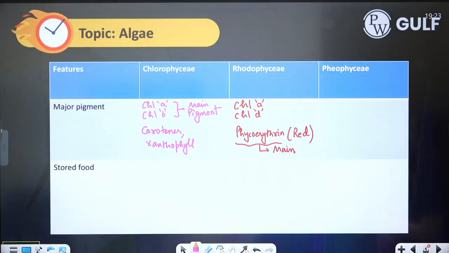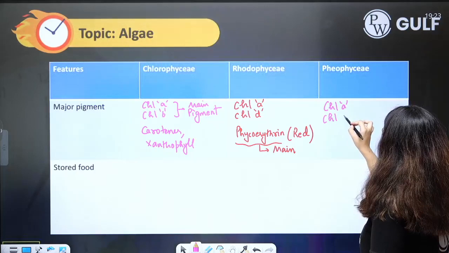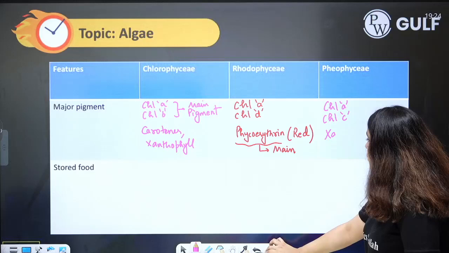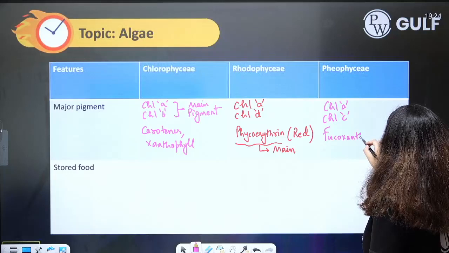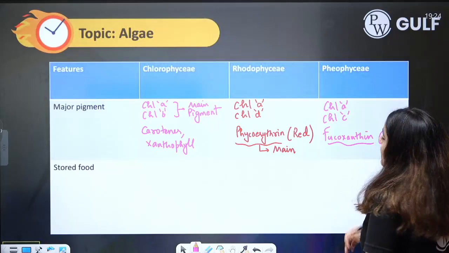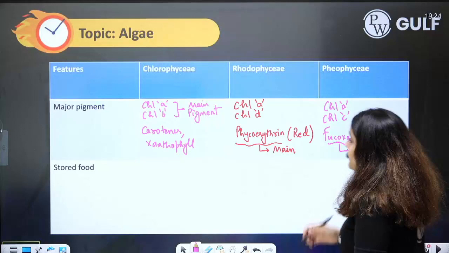Let's come to Phaeophyceae. Phaeophyceae have chlorophyll a and chlorophyll c, but that's not the main pigment. The main pigment here is fucoxanthin, which is a brown pigment. So brown algae appear brown to olive green in shade, and fucoxanthin is the main pigment. In red algae, it is phycoerythrin.